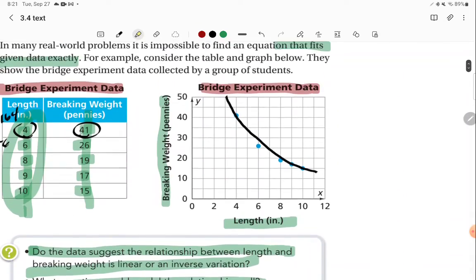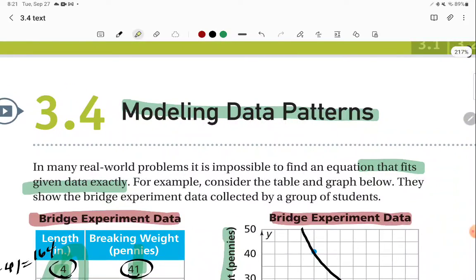All right. So this is our notes for 3.4, modeling data patterns. And that is it.